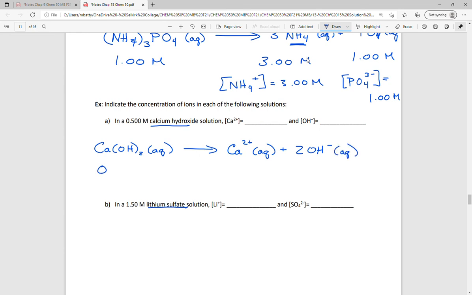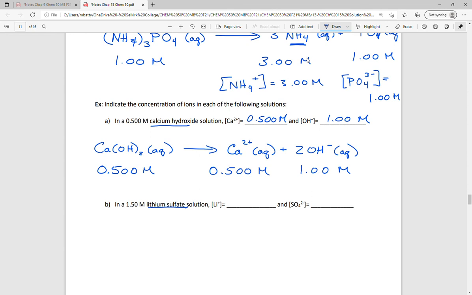This question says that the original solution had that as its concentration. So now I would just adhere to the mole to mole ratio. These are the same, right? The calcium ion and the calcium hydroxide, where the hydroxide ion is going to be double the concentration. And so really, again, you could just write it up here. The idea is that it's a mole to mole ratio in the dissociation of these compounds.